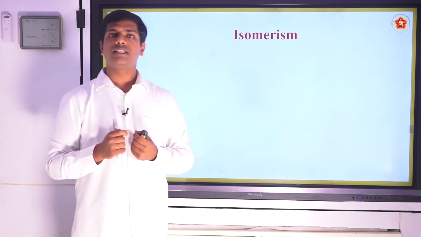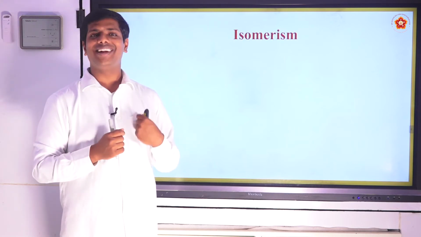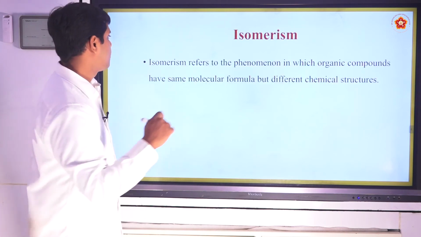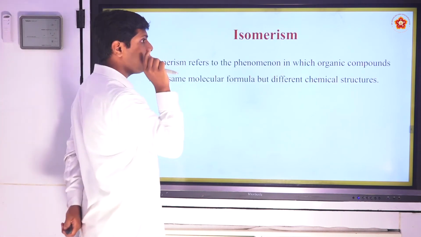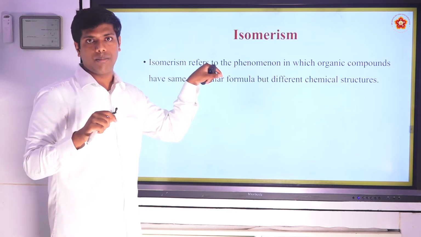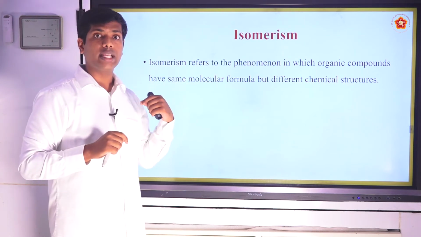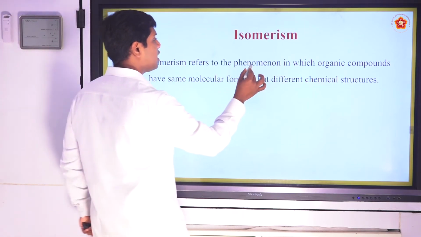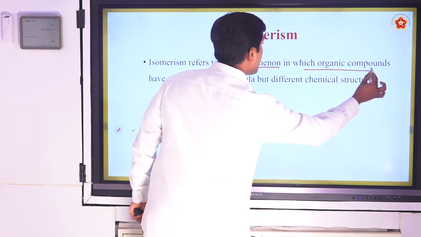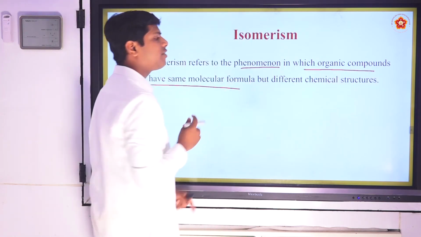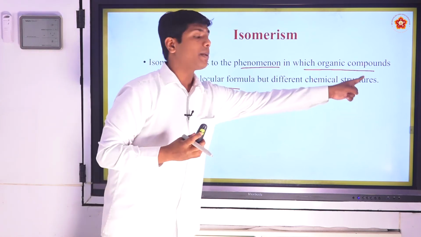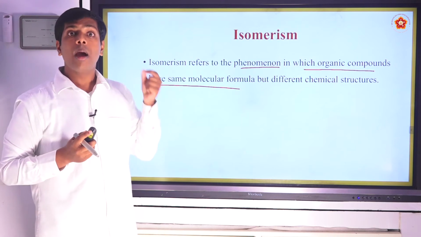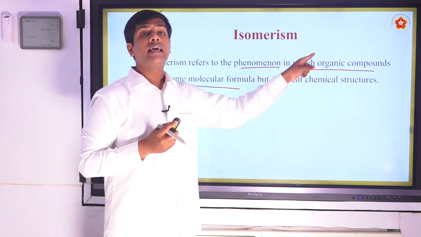Let us look at the last topic, that is isomers. Very interesting, very easy topic, children. What are isomers? Isomerism. Let us look at what is isomerism. Isomerism refers to the phenomenon in which organic compounds have the same molecular formula with different chemical structures. Means they have the same molecular formula but they are different in their chemical structures.